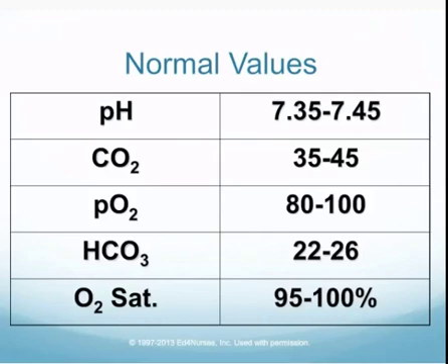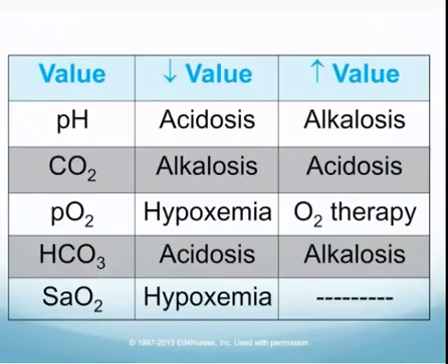PO2 normal is 80 to 100. Okay, PO2 is the amount of oxygen that's dissolved in the blood. Right? It's not what you get on a pulse ox. And then your bicarb normal is 22 to 26. Our oxygen saturation normal is going to be 95 to 100%.